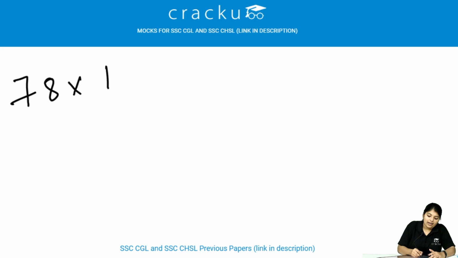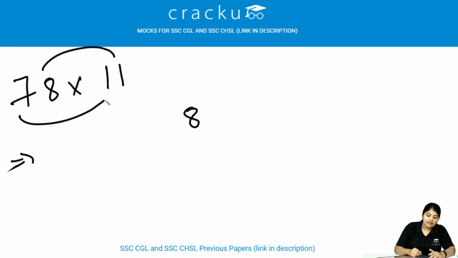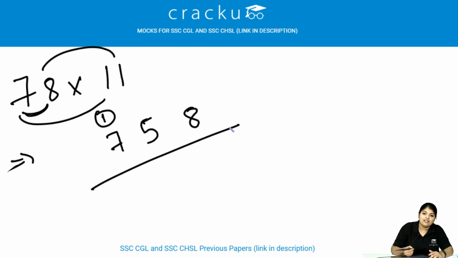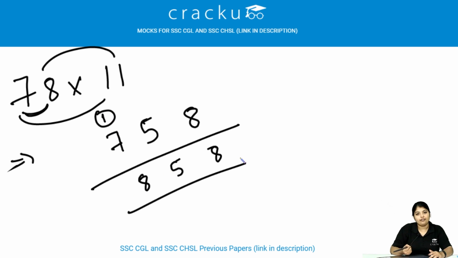Okay, I'll explain again so that it will be very clear for you. 78 into 11. 8 ones is 8 in the units place, 7 ones is 7 at the starting, and we are adding these two numbers. 7 plus 8 is 15, so carry 1 and 5 here. The final answer will be 8, 5 and 7 plus 1 is 8, 858.